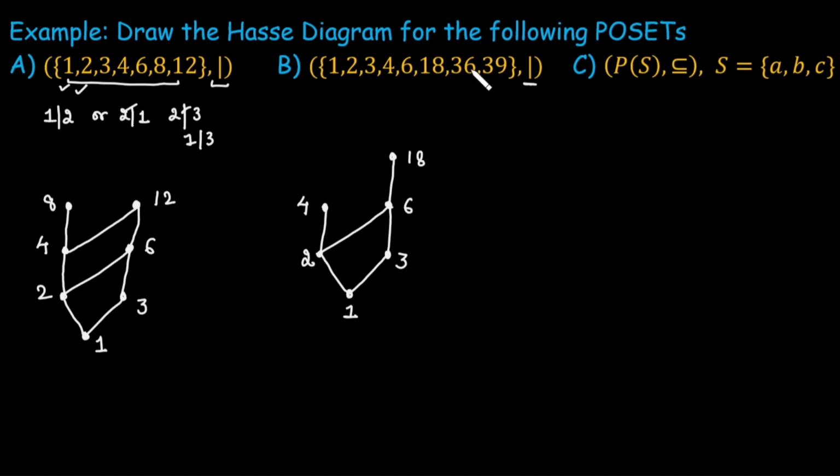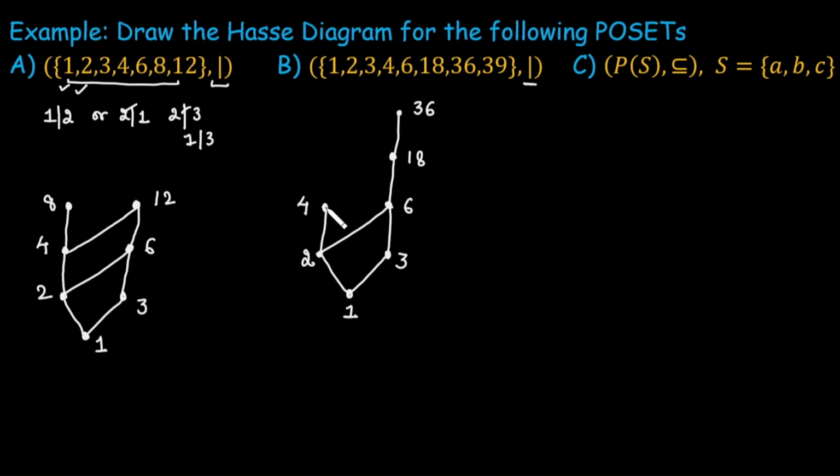Take the next number, 36. So 18 divides 36? Yes. So it means the level of 36 is 1 above to 18. Now there is no need to join 2 and 3, 6 with 36, because there is a way to reach at 36.